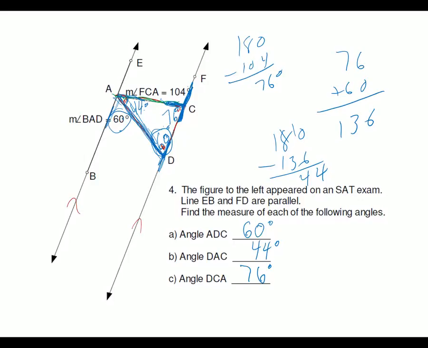The key, as with so many things in this course, is you have to see in these complex figures things as more than one thing. You can't just say this is a triangle and that's it. You have to see, hey, this is a transversal, this is a transversal. We're going to use that to our advantage.